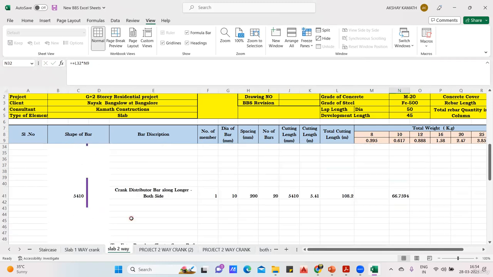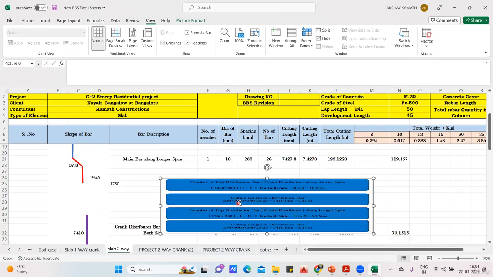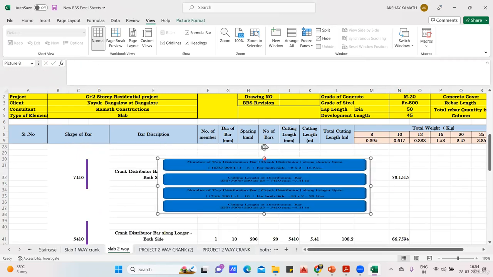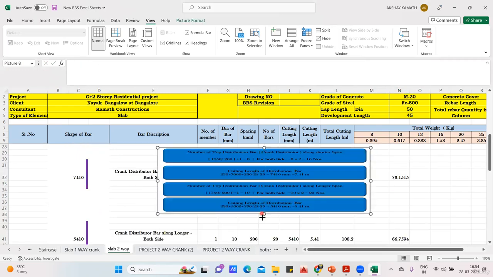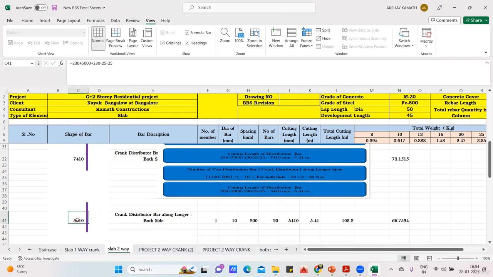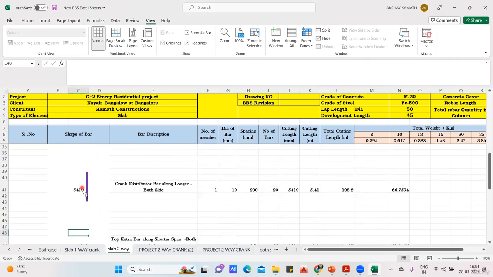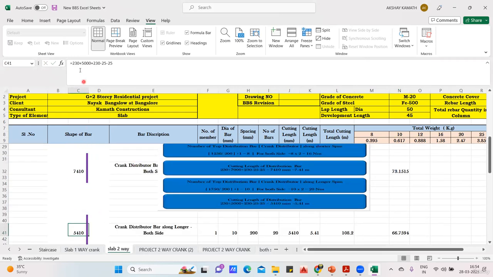Since it's a two-way slab, your crank distributor will come along the longer span also. Right? So that we'll do now. Again, this will be 5000, so 230 width plus straight was 5000 plus 230 minus 1 cover from here minus 1 cover from here. You're getting my point, right? So 5410. Manually also we got 5.41.